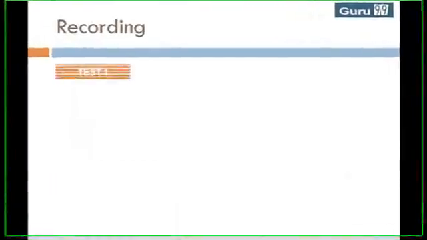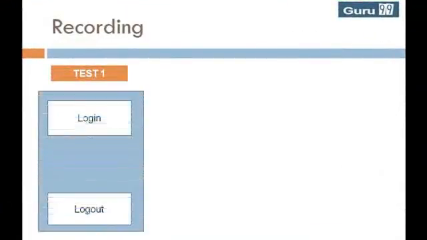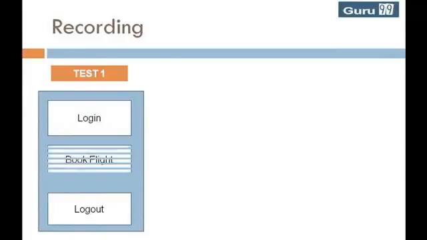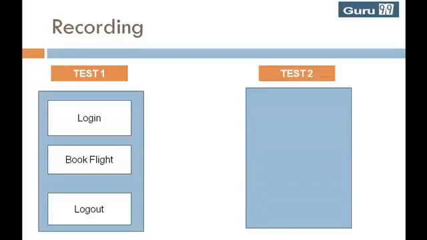In QTP, now we have test 1 with login and logout actions. For our learning purposes, we can ignore the recording of booking flight action and proceed to test 2, which consists of open booking action. Let's quickly record open booking action in test 2.